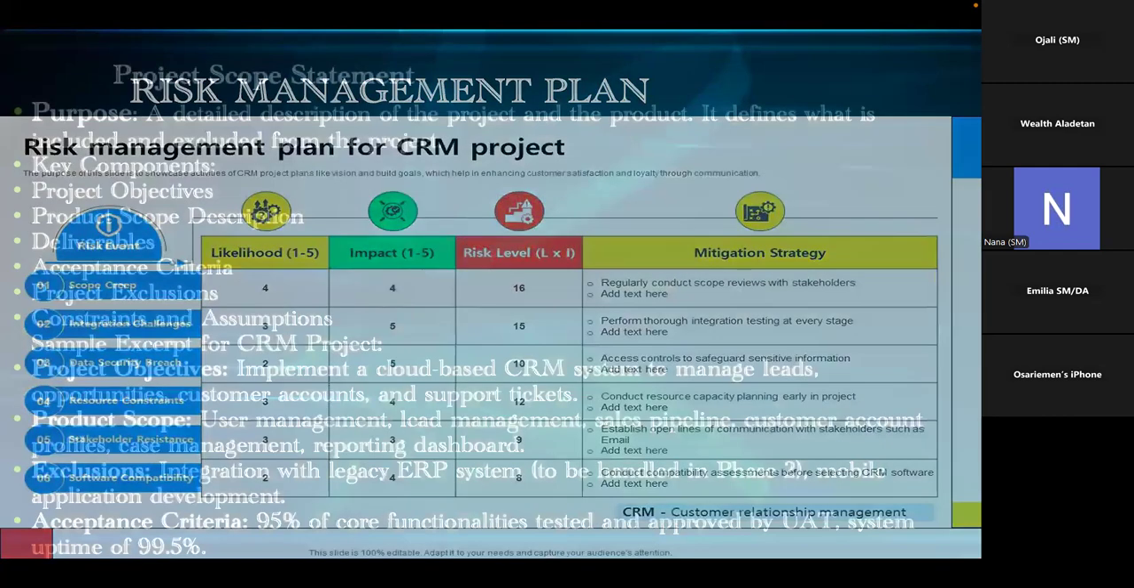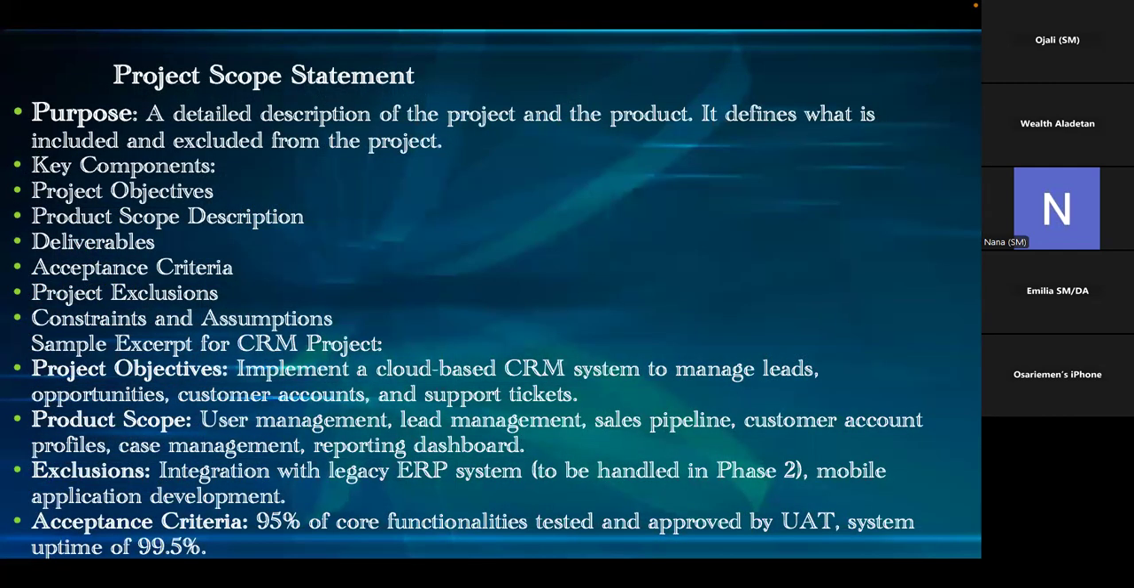Okay, so let's move on quickly because we have quite a number of things to deal with. Now, we're looking at the project scope statement, which I did mention during our last session. This just details what the scope statement contains: product scope description, acceptance criteria, the project exclusion, constraints and assumptions. Just for our project now that we want to deal with, which is the CRM project.